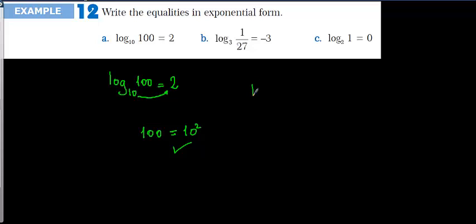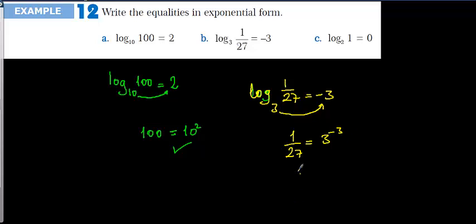Or logarithm base 3 of 1 over 27 is equal to minus 3, which means this base goes here, base of exponent, so it will be like this. 1 over 27, is it equal to 3 to the power of minus 3? 1 over 27, is it equal to 1 over 3 to the power of 3? Yes, 3 to the power of 3 is going to be equal to 27, so this is also true, 1 over 27.